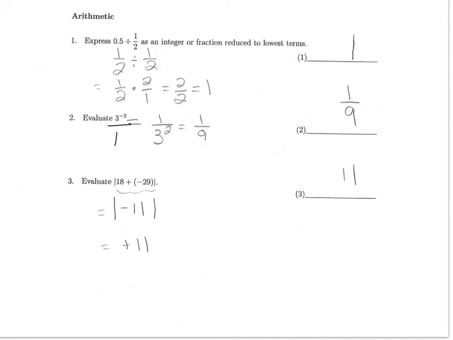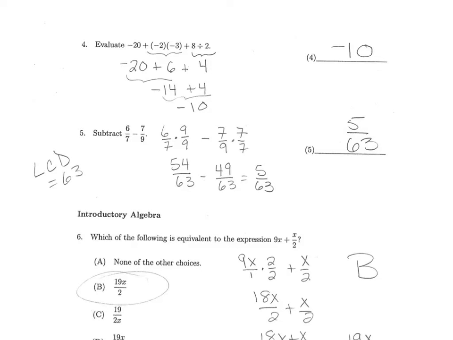For number 3, the absolute value, we do what is inside first. So 18 plus negative 29 is a difference of 11. The larger number is negative, so we keep that. So we have the absolute value of negative 11. Then we take the absolute value, and the absolute value is a positive number of 11.